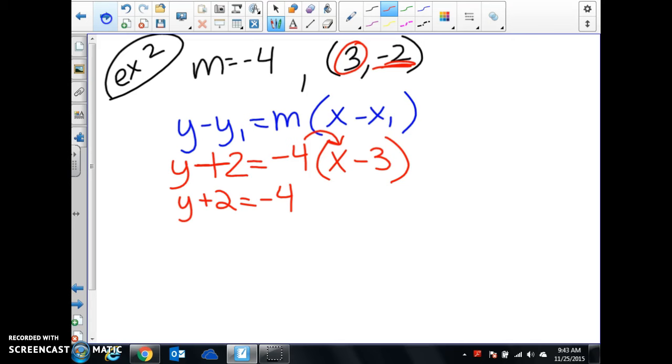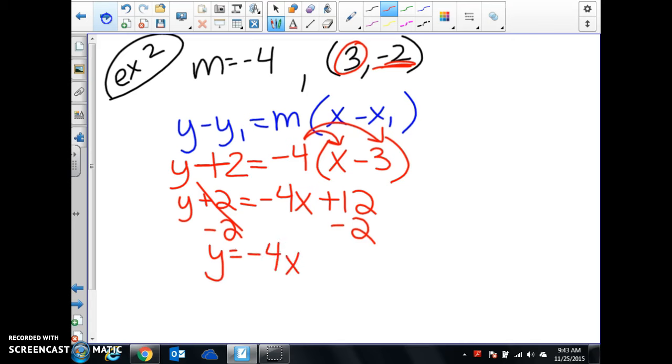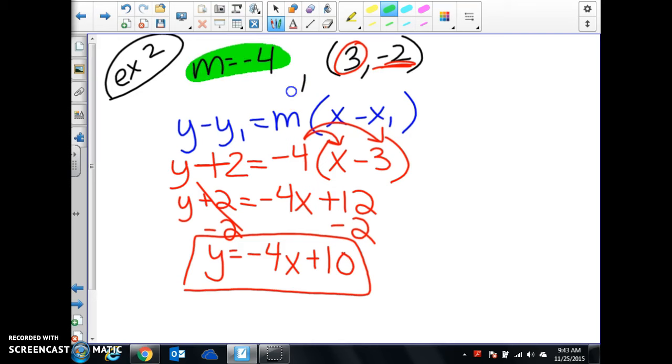Drop down your y plus 2, and then I need to distribute. -4 times x is -4x. -4 times a -3 is a +12. I want y by itself, so I'm going to subtract 2. y equals -4x. 12 minus 2 is a +10. Now I have it in y equals mx plus b. Notice how my slope is not changing, right? m equals -4, yep, m equals -4. However, my y-intercept, I now know what it is, which is a +10, so I can go ahead and graph it if I need to.